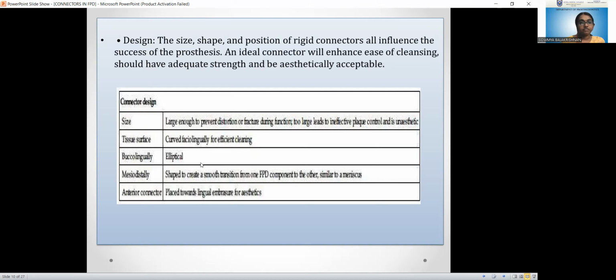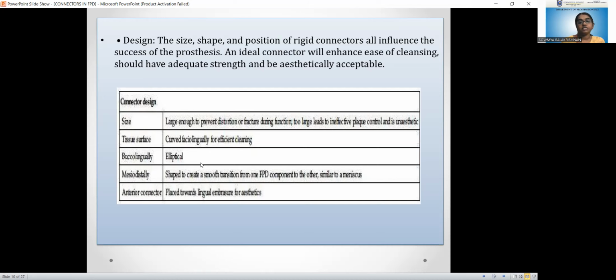Coming to the tissue surface, it should be curved facio-lingually for efficient cleaning. So the connector should promote adequate strength as well as adequate cleansing. Bucco-lingually, it should be elliptical, and mesiodistally it should be shaped to create a smooth transition from one FPD component to the other, similar to the meniscus. An anterior connector should be placed towards the lingual embrasures for the purpose of aesthetics.